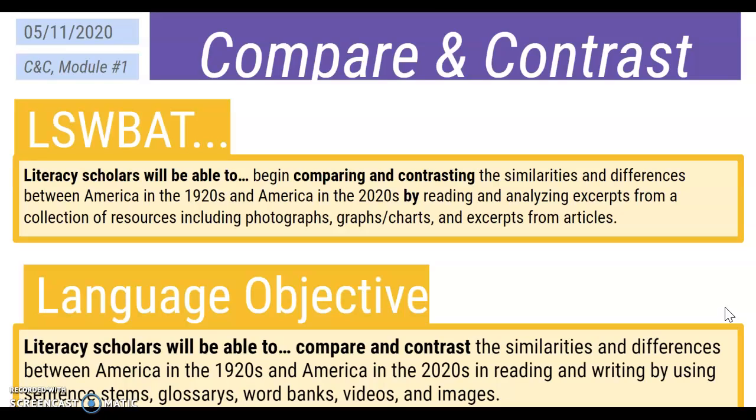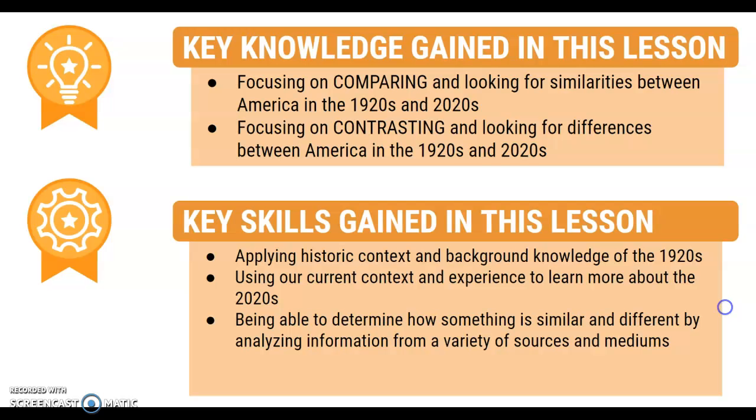Literacy scholars will be able to begin comparing and contrasting the similarities and differences between America in the 1920s and America in the 2020s by reading and analyzing excerpts from a collection of resources including photographs, graphs and charts, and excerpts from articles. Our language objective for today: literacy scholars will be able to compare and contrast the similarities and differences between America in the 1920s and America in the 2020s in reading and writing by using sentence stems, glossaries, word banks, videos, and images.